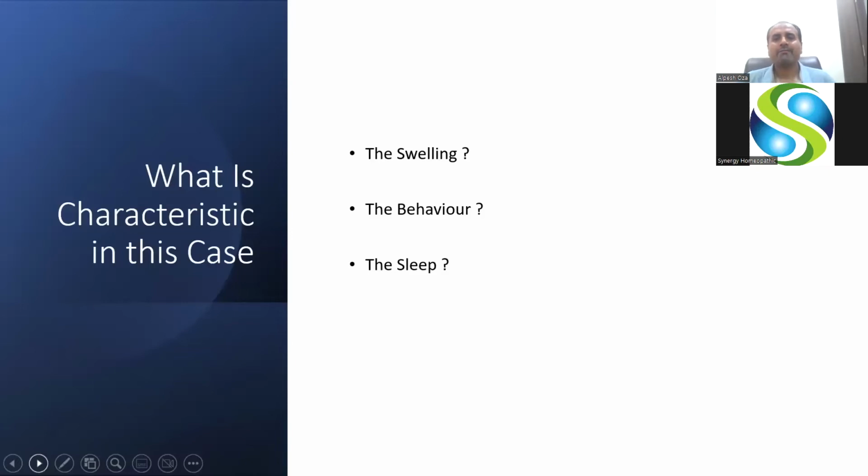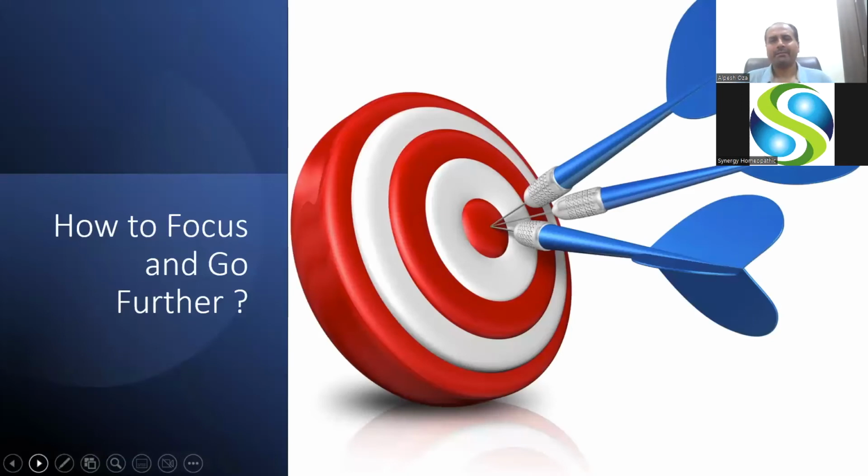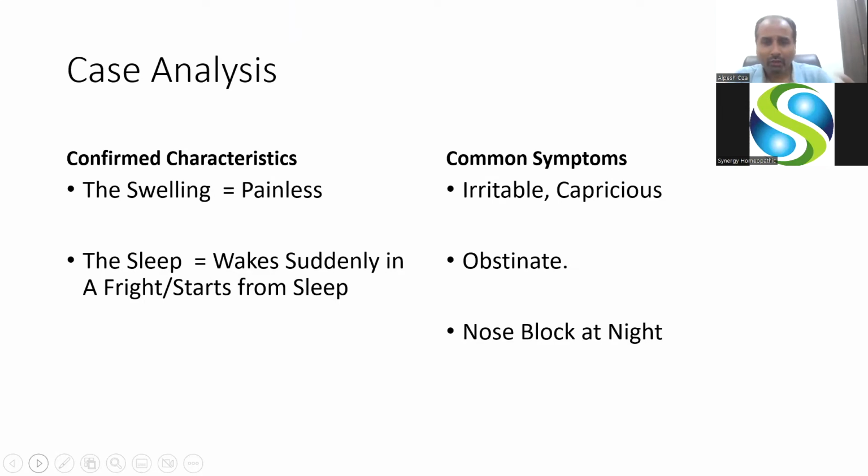Is it the swelling? Is it the behavior? Is it the sleep? How to focus and go further? How to understand what words we choose and what not to choose? So confirmed characteristics in the case were that there was painless swelling, and she suddenly wakes up from the sleep as if she has got frightened. And what is common is that she is irritable, she is capricious, she is obstinate, and she has a nose block at night. Nose block at night also can be kind of characteristic.